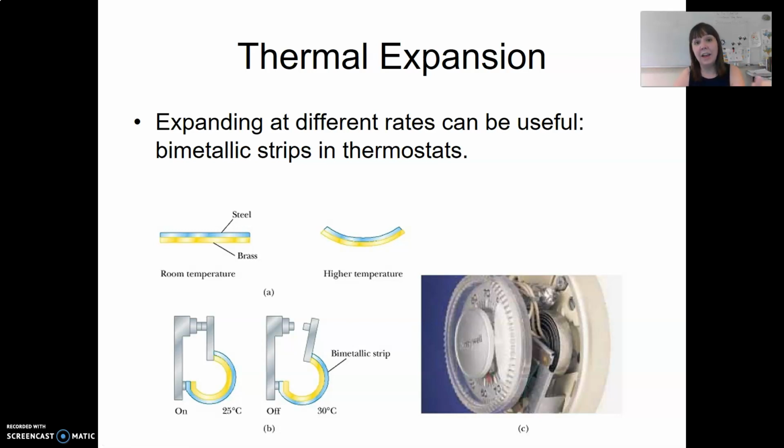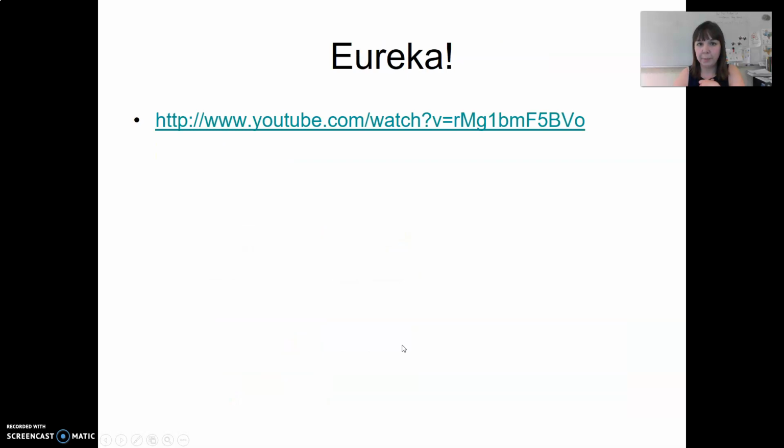Now, today, yours are a little bit more digital than that, but these are the old-timey thermostats and how they used to work. So here's a video on thermal expansion and contraction. It's really cute. Watch that real quick, and then you can come back.